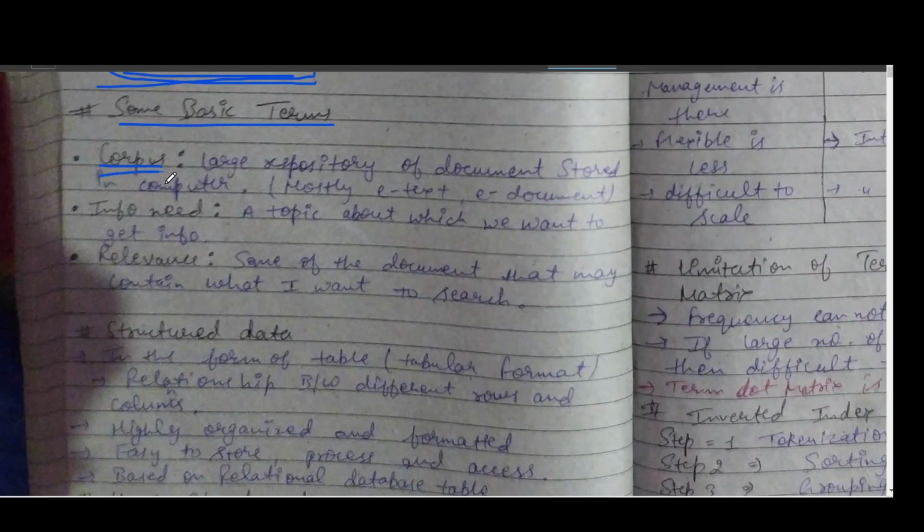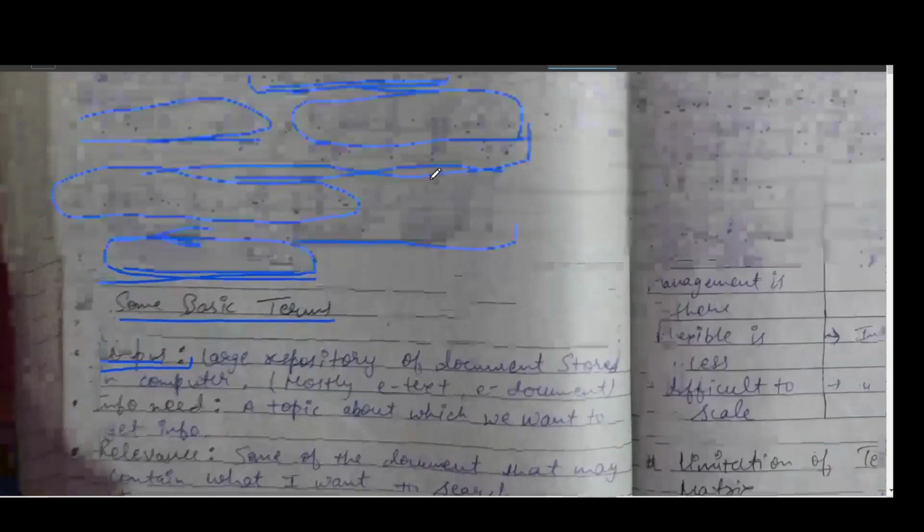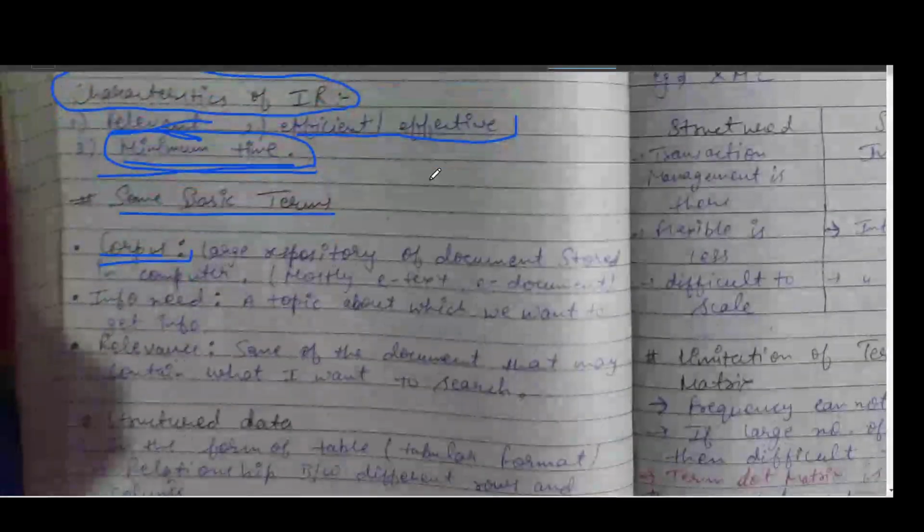So first is corpus. Corpus means a large repository of documents stored in a computer, mostly electronic text or electronic documents. As the name says, a corpus is a large collection of documents stored in a computer, mostly electronic text or e-documents. Electronic text, I told you, is text in digital format, I mean digital data.